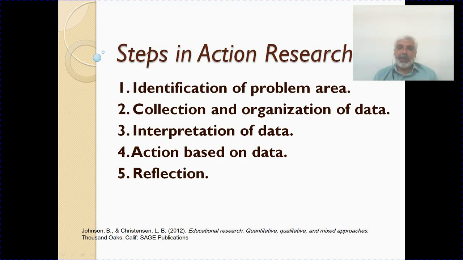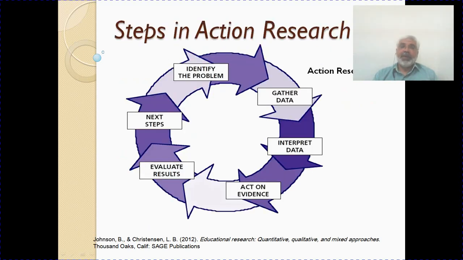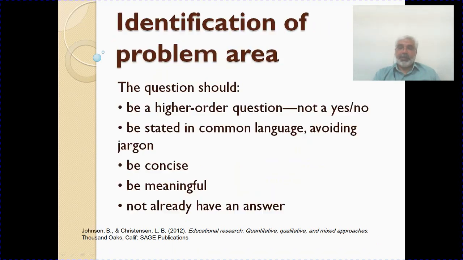So identification of problem. Number two, collection and organization of data. Number three, interpretation of data. Then action based on data. Then finally, reflection. As you see, it can be organized as a wheel or cycle, the action research cycle. Identify the problem, gather data, interpret data, act on evidence, evaluate results, and then next step, identify more problems, gather data, interpret data, act, evaluate, next step, identify, and it is a never-ending process.